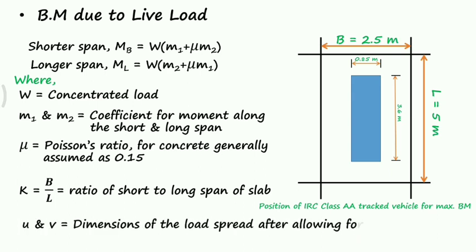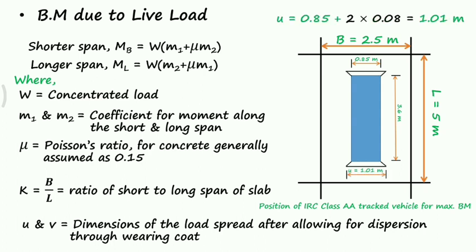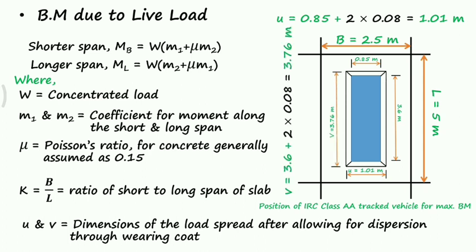U and V are the dimensions of the load spread after allowing for dispersion through the wearing coat. So U is 0.85 plus twice 0.08, which is 1.01 meter, since here the dispersion is at an angle of 45 degrees till the wearing coat only. And V is the contact length of the track, 3.6, plus twice the thickness of the wearing coat, 0.08, so V is 3.76 meter.